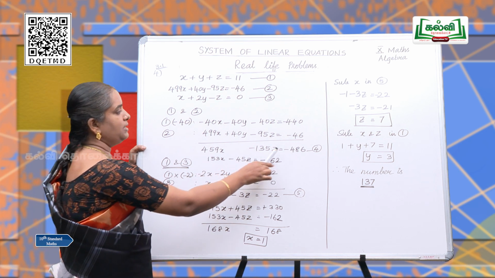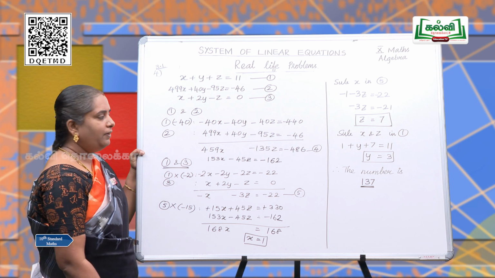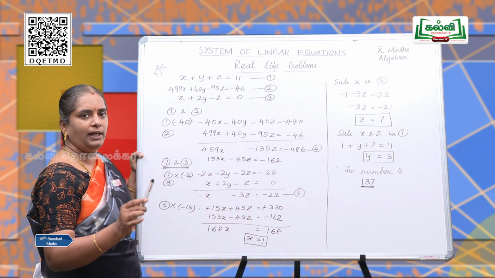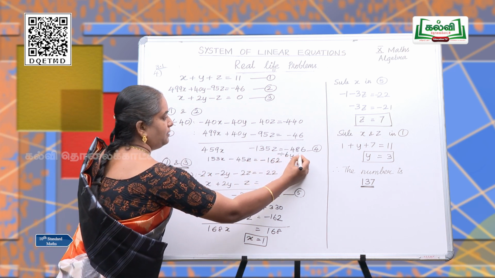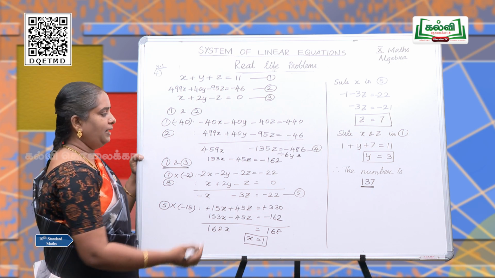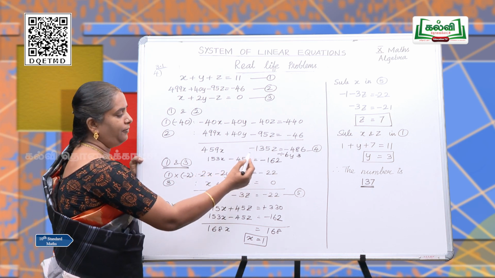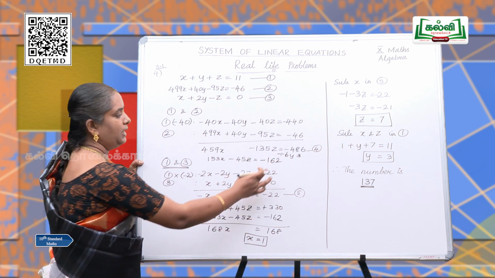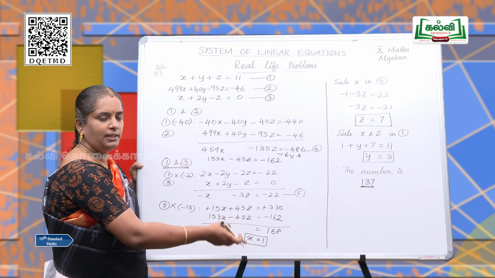So, look at this fourth equation. As it is so large, we can say that all these coefficients are divisible by 3. So, divide both sides by 3. On dividing, we have got 153x minus 45z is equal to minus 162. So, even though it is larger, it becomes easier to solve in the next step.